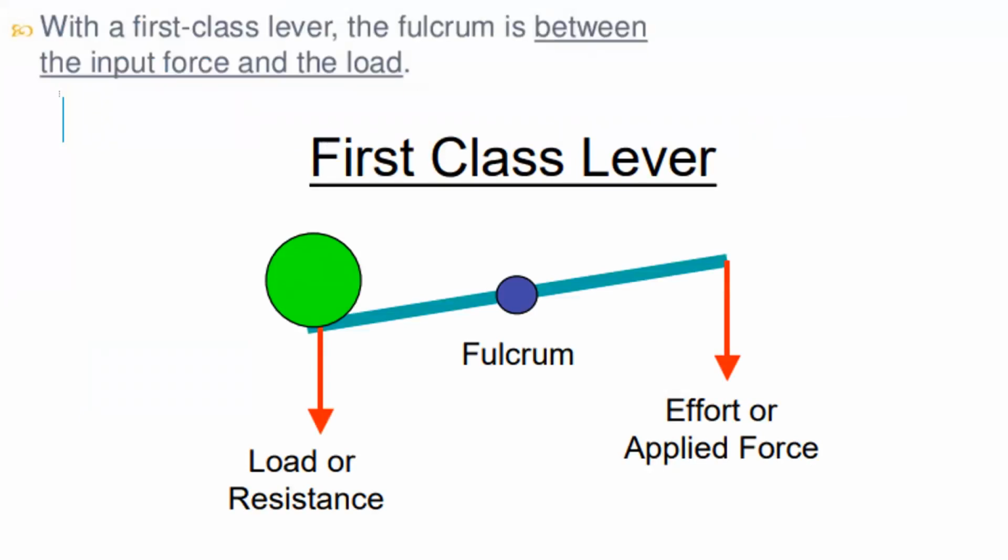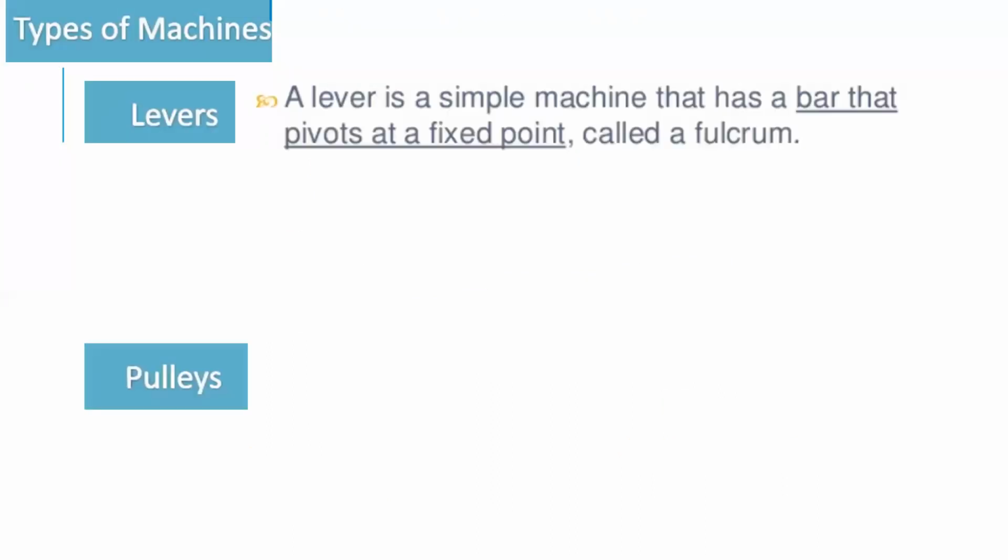The components of the levers: you have a bar, and in the middle of the bar we have a pivot point. We call it the fulcrum. This is the point, we call that the fulcrum. So it is a machine that has a bar with a pivot at a fixed point. And for the lever, we have 3 types: first class, second class, and third class.